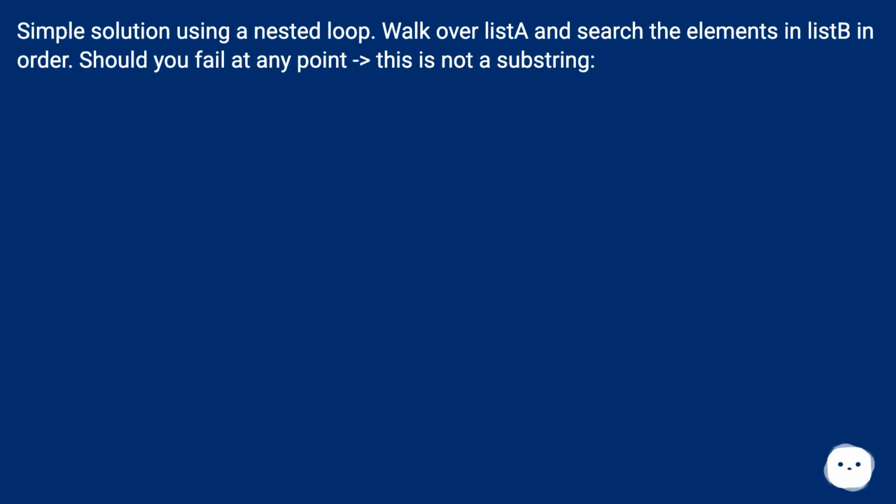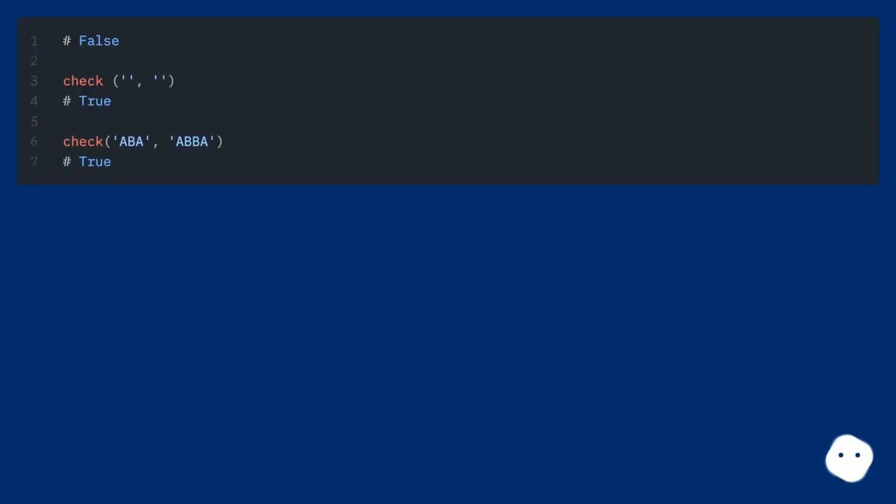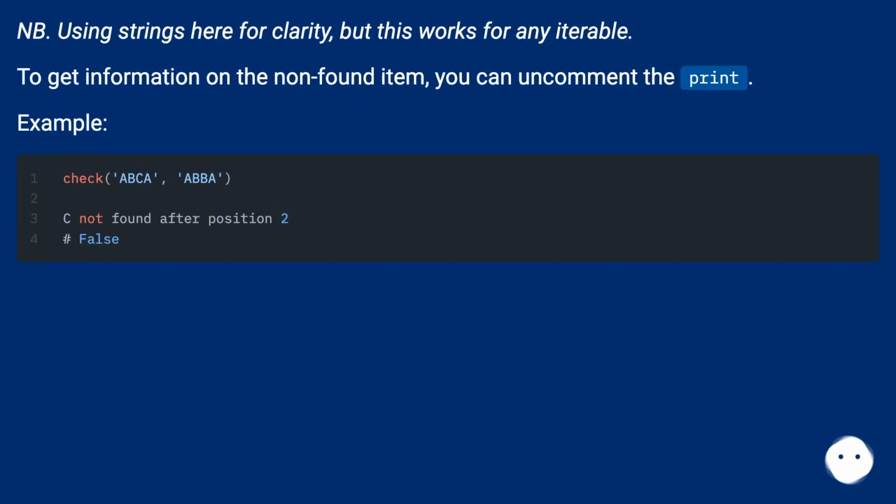Simple solution using a nested loop. Walk over Lista and search the elements in Lisp in order. Should you fail at any point, this is not a substring. Note: using strings here for clarity, but this works for any iterable. To get information on the non-found item, you can uncomment the print. Example.